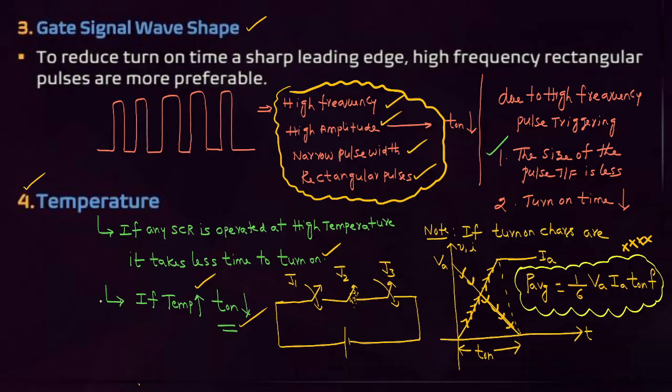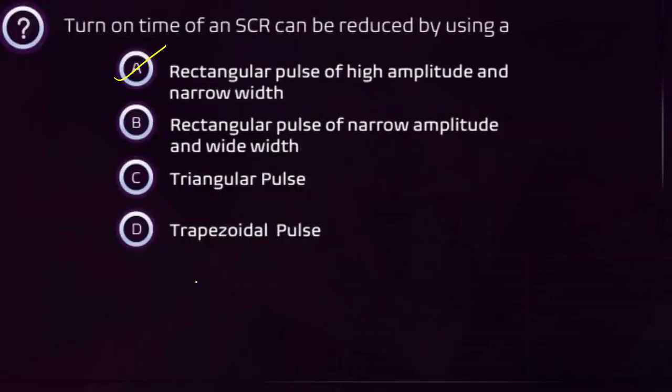If it is asked energy loss, don't take F. Don't multiply with frequency, I told already. The only difference between power loss and energy loss is that energy loss is without frequency, and power loss is with frequency. Like this, the turn on time depends on different parameters. This is about SCR turn on characteristics.